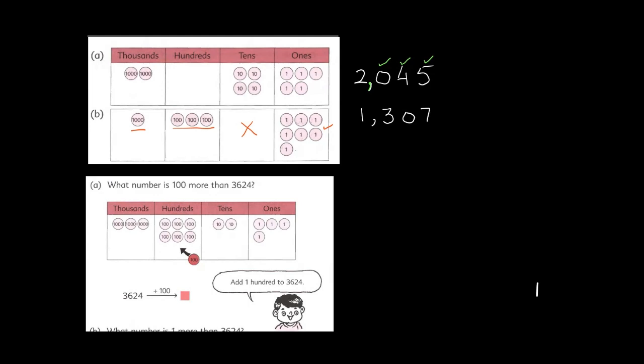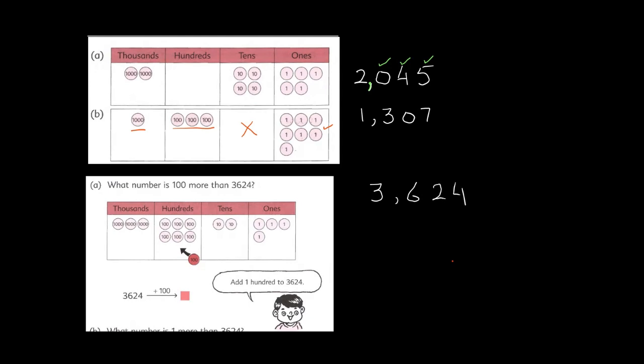So now if somebody asks you, you have this number 3624, you can see it is 3624 because you can just read it off. And now if you add 100, you can see if you have a number like 3624 and you're going to add 100.